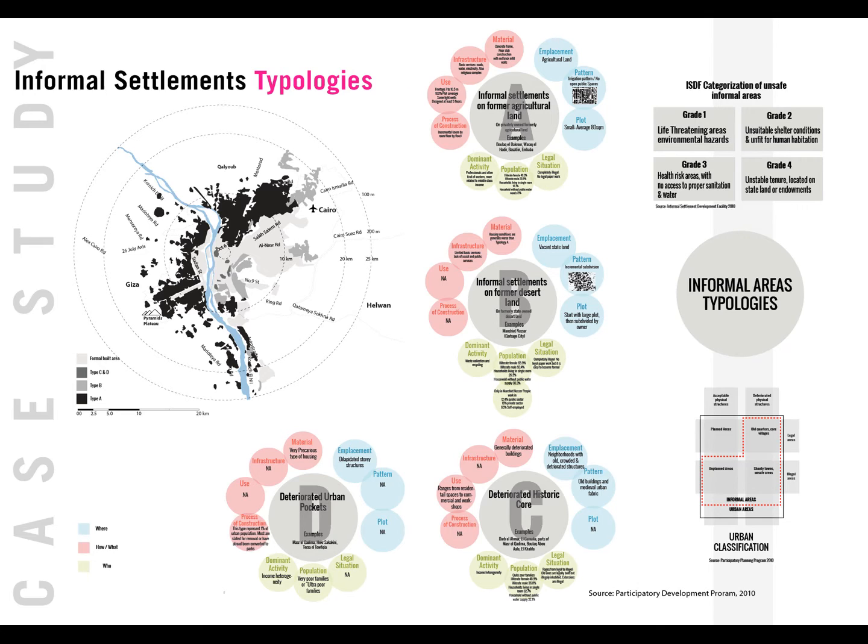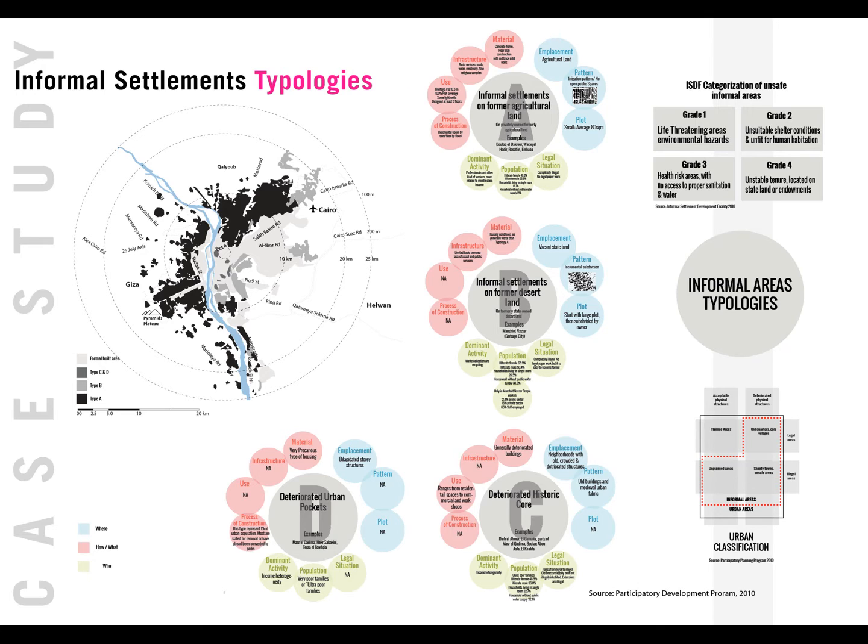Informal settlements on former agricultural land are characterized by an irrigation pattern lot. It has infrastructure, but it is illegal. Informal settlements on former desert land are characterized by an incremental subdivision pattern. It has limited to no infrastructure, and it's also in an illegal state.